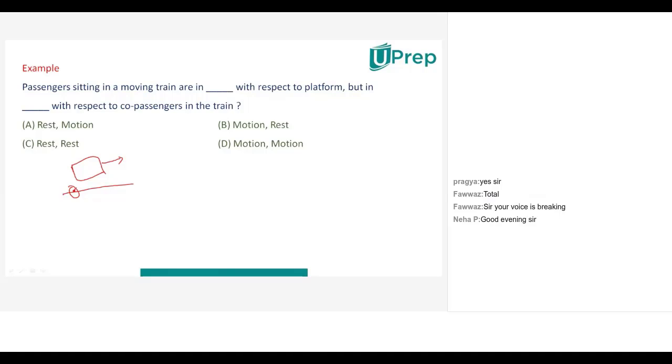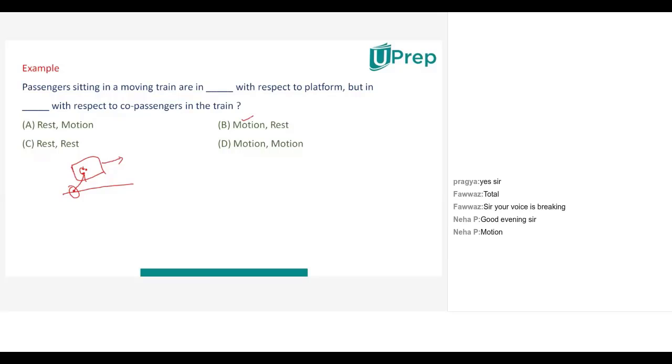Sir, according to my mother, I will be in a state of motion. Okay, you will be in a state of motion according to your mother, who is there on the platform. Yes. But now you are there in one seat, and near to you, one more passenger is sitting in the chair. Now tell me, with respect to you, this person who is beside you will be in a state of motion or will be in a state of rest? Sir, the person sitting beside me will be in a state of rest.